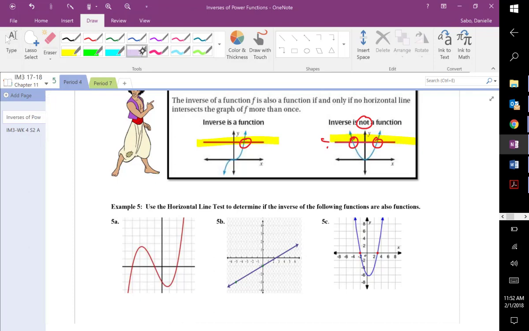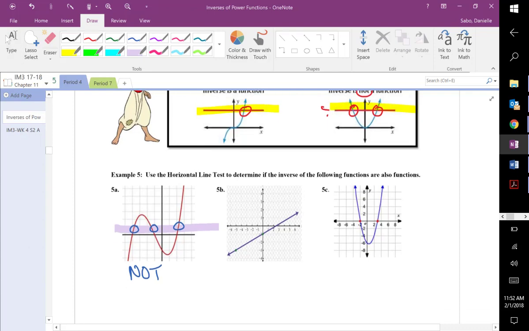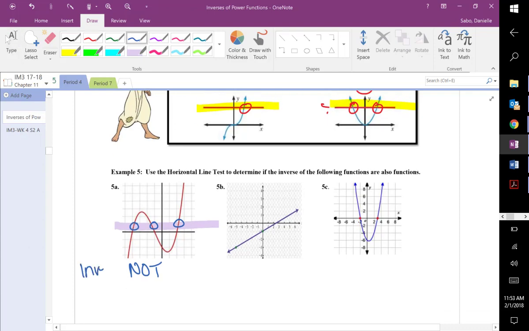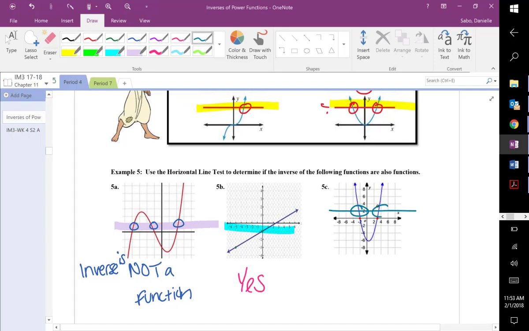So, look, if I drew this line here, you can do a highlighter or a pencil. It crosses 1, 2, and 3 times, so it is not a function. The inverse is not a function. So I'm actually going to write that out, so that you know what I'm talking about when we're doing this. This graph alone is a function because it passes the vertical line test. But this one is, so yes. And this one is not, 1, 2, so not.